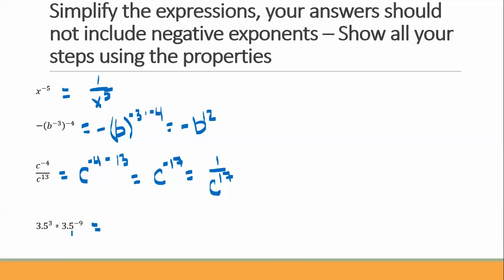This one is a multiplication, so we're using the product rule. So that's 3.5 as our base, and then we're doing 3 plus a negative 9. 3 plus a negative 9 is negative 6. So 3.5 to the negative 6, which is 1 over 3.5 to the 6th power. If you have something like this, you don't need to evaluate it unless it was one of those perfect powers that we talked about in the previous section that you should know how to do.